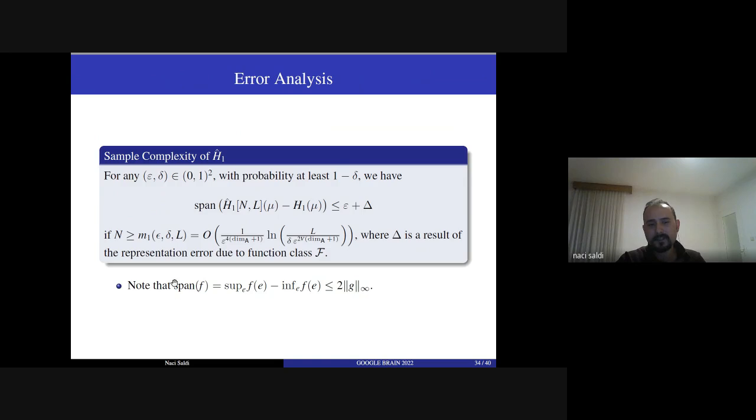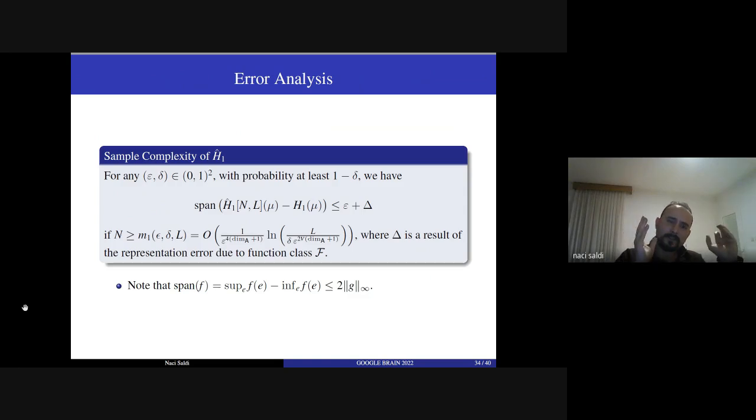And here is the definition of span seminorm. The span seminorm of any function is the difference between its maximum value and its minimum value. And we have this inequality: it's always less than 2 times... Of course, this should be F, not G. Okay. Good. So this is the error analysis of the fitted Q-learning algorithm.